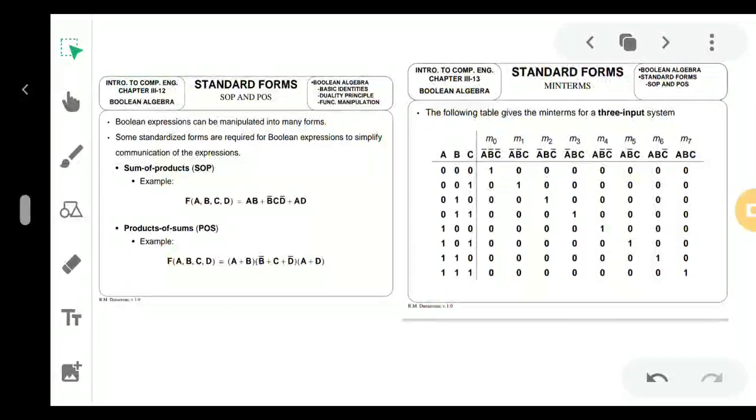Any logical functions are generally expressed in terms of logical variables. So values taken by the logical functions and the logical variables are in the binary forms. So an arbitrary logical function can be expressed in the following form. One form is a sum of product, that is SOP, and another one is the product of sum.